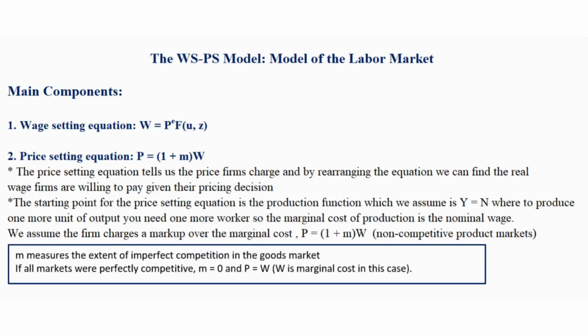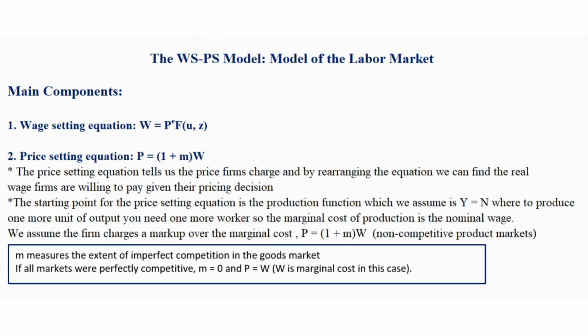So essentially we're here assuming that we have non-competitive product markets, because we know in the labor demand supply model, in contrast, we used to have perfectly competitive labor and product markets. So over there, the price was equal to the marginal cost. But over here, you're charging a markup over the marginal cost, where this markup measures the extent of imperfect competition in the goods market. If all markets are perfectly competitive, like we had in our labor demand supply model, then the markup would be zero and price would just be equal to the marginal cost, which is the nominal wage in this case.